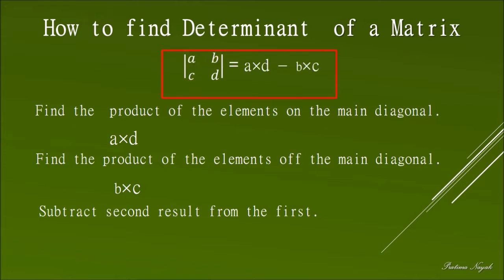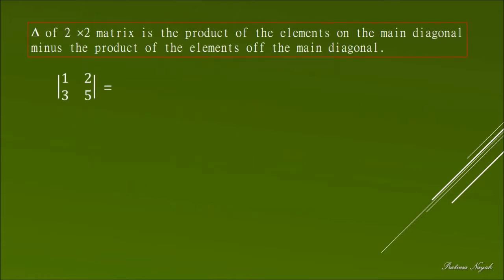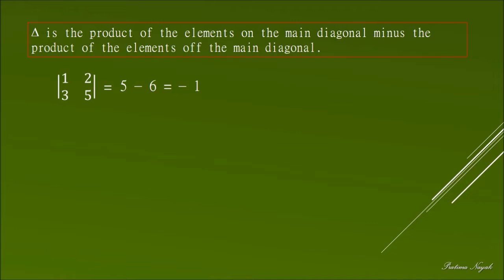So determinant of the matrix ABCD is just AD minus BC. So determinant of 2 by 2 matrix is the product of the elements on the main diagonal minus the product of the elements of the other diagonal. So this triangle symbol is also used to represent determinant. Now let us find the determinant of another matrix here. So it will be 1 multiplied by 5 minus 2 multiplied by 3. So 5 minus 6, that will be minus 1.